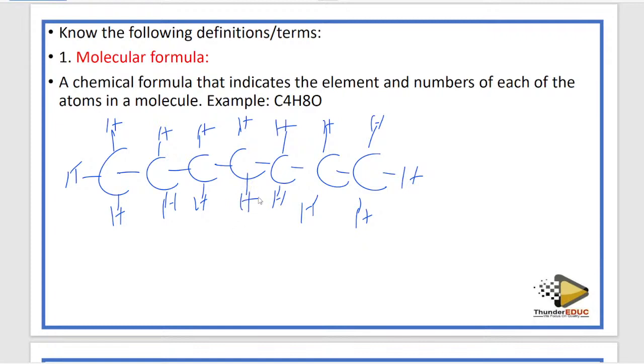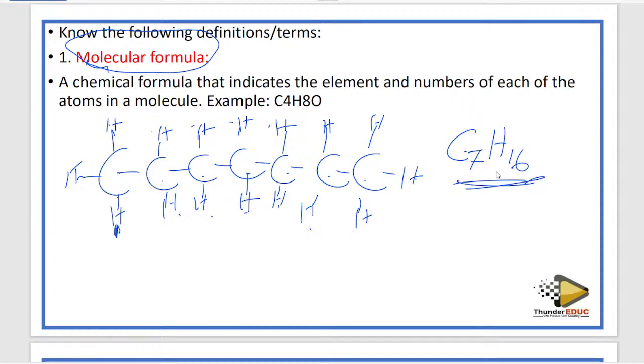Now, they want you to write the molecular formula of this compound. Simple. How do you do it? 1, 2, 3, 4, 5, 6, 7. I have 7 carbon atoms, so I'll say C7. How many hydrogens do I have? 1, 2, 3, 4, 5, 6, 7, 8, 9, 10, 11, 12, 13, 14, 15, 16. So hydrogen is 16. The molecular formula is done.